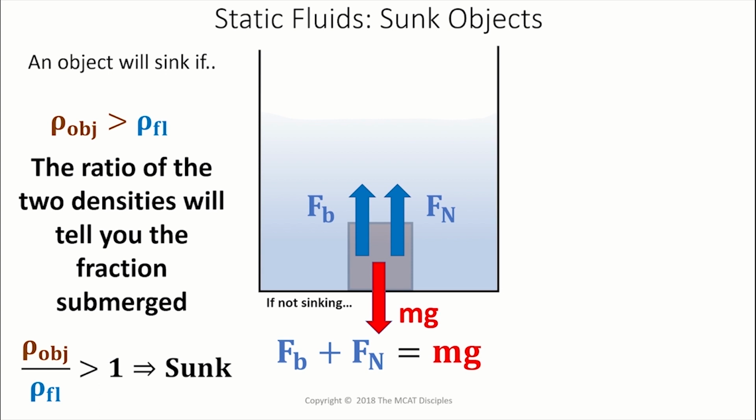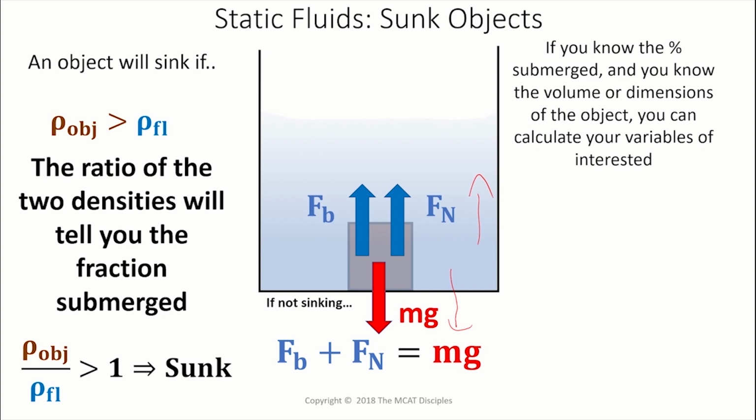Now in this case, the normal force is not equal to mg because you have two forces going in this direction and just one this way. And so if it's not moving, these have to be equal. So clearly the normal force isn't the same magnitude as the force of gravity. I know, it's new to you, but that just has to do with the fact that you have another force going on in the upward direction that you've never had before. Again, same really deal here. If you know your percent submerged, you can figure out your variables if you know the dimension of the object.